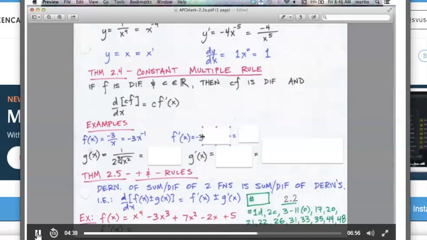Okay, and then we're going to follow that rule that we just said. We're going to focus on this part. Take the negative 1, move it in front, and drop that by 1. So the negative 1 comes in front, times x to the negative 2, and then we clean it all up and put it in an appropriate form.